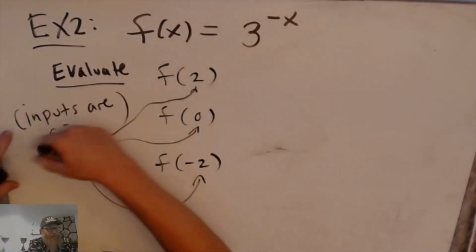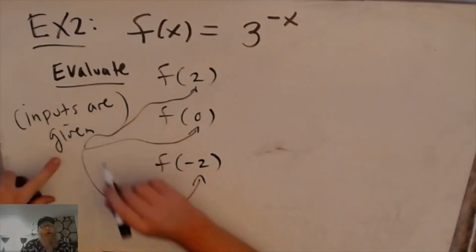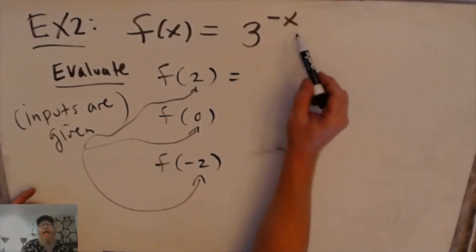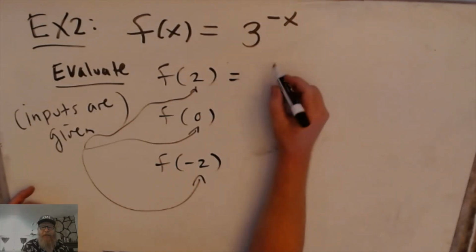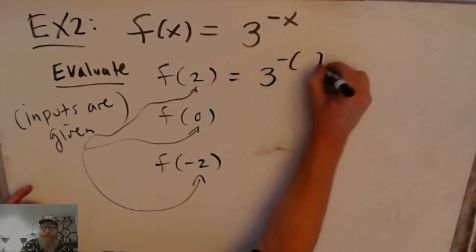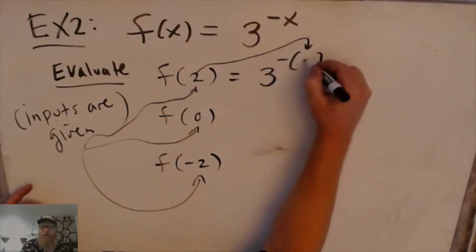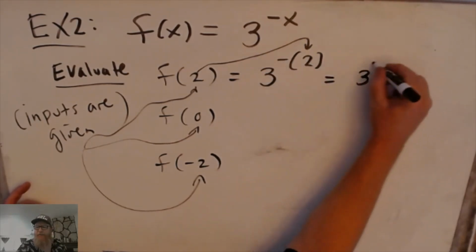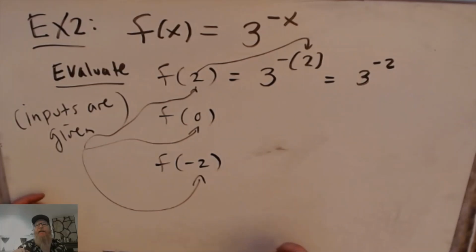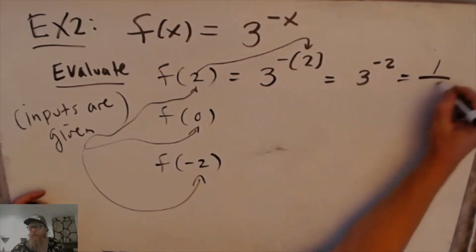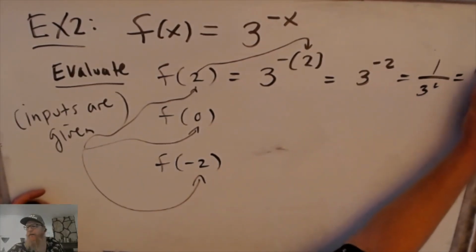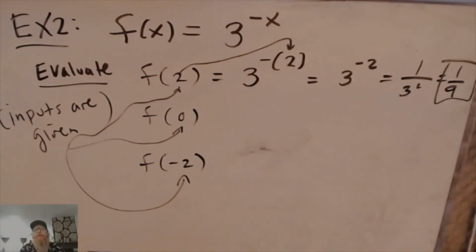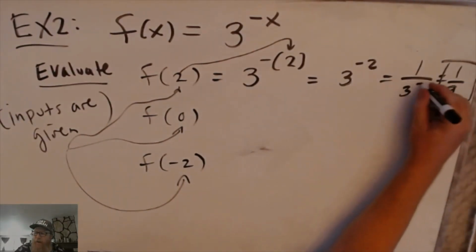But to be honest with you, I will give you what numbers you're going to plug in. Be careful with negatives. You are plugging in a 2, but there's already a negative sign out in front of the x. So this becomes 3 to the negative 2, which is 1/9. So 1 over 3 squared is 1/9.